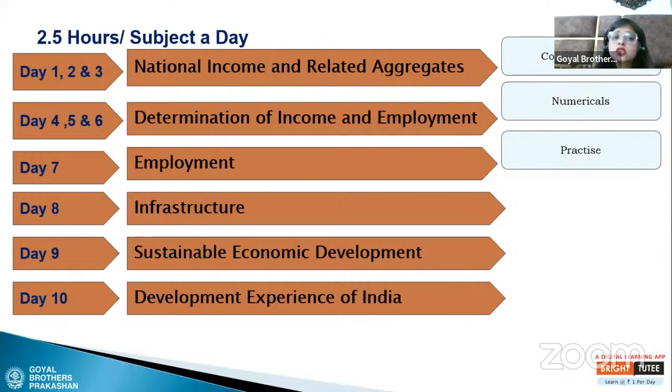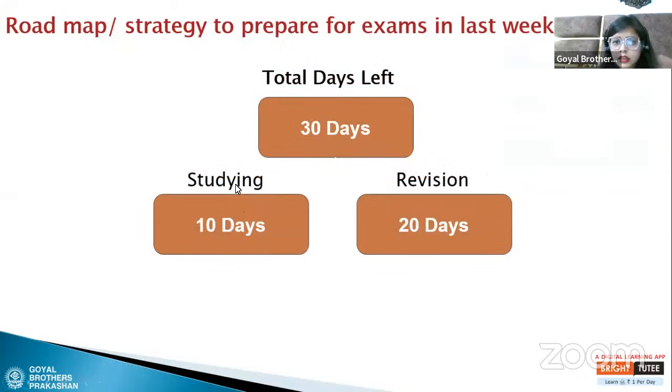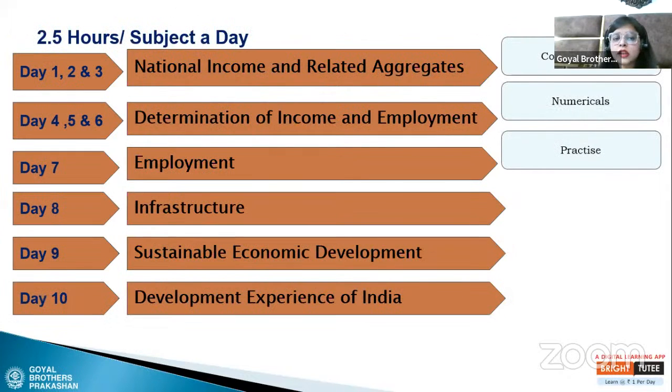You must have covered. So for the initial 10 days, I just told you, we have 30 days, out of which 10 days are for studying and 20 days are for revision. So let us see how I have divided the first 10 days for studying. National income and related aggregates, starting from today or maybe tomorrow itself. If we start today itself, then day 1, 2, and 3. I guess 3 days are enough if we start revising national income and related aggregates from the scratch, from the beginning. So 3 days are enough to go about that.